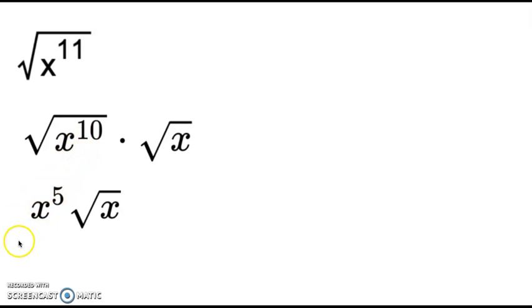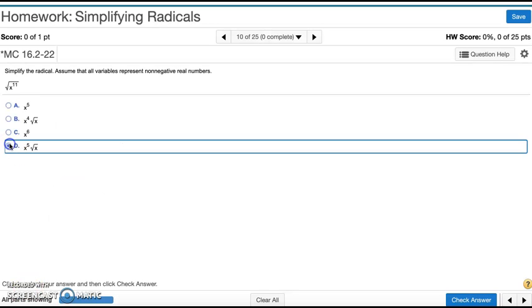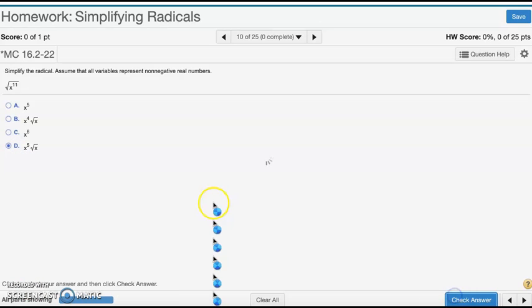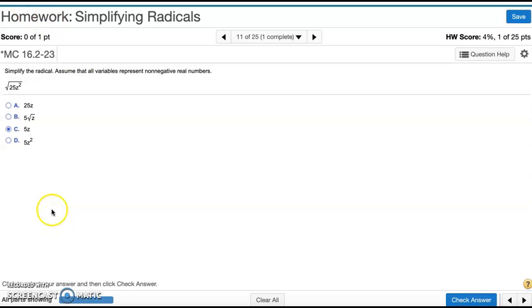Now at that point, the radical is gone from that one, but you leave it with this one because you can't simplify that one more. So the answer will be x to the 5th radical x. So let's type that in. Given our choices, it would be D. And that's number 10.